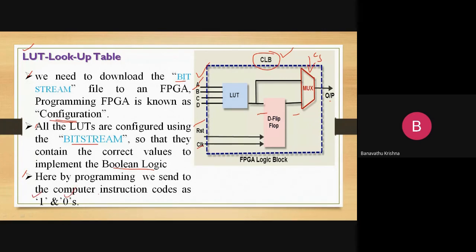Okay, we have written a code. That code is converted into a bitstream file. That bitstream file is nothing but machine oriented language, and in that machine oriented language it only has zeros and ones. Those are nothing but instruction codes to the computer. Based on those instruction codes, it is going to perform the task.